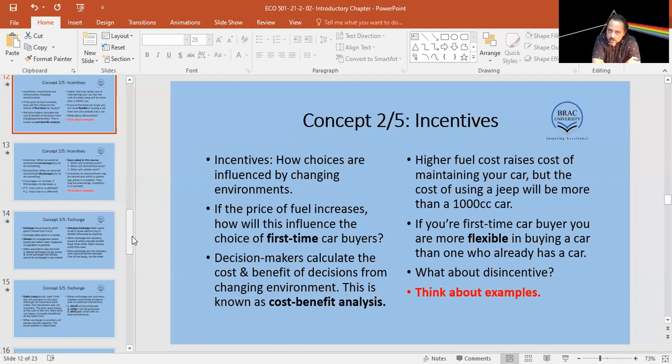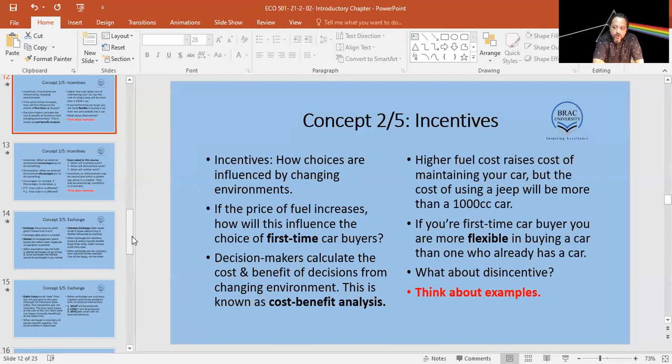Now, what do decision makers do? Decision makers calculate a cost and benefit. Okay, if I buy a car, what is the cost? Okay, I calculate. What are the benefits I have? If the benefit is more than the cost, I go for it. Plain and simple as that. Okay. This is known as cost benefit analysis.